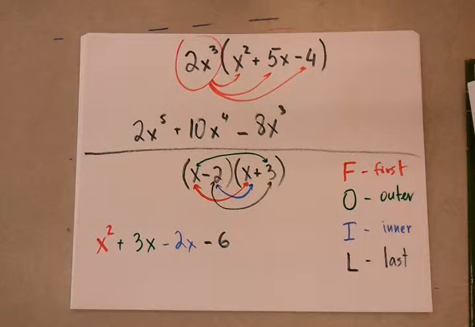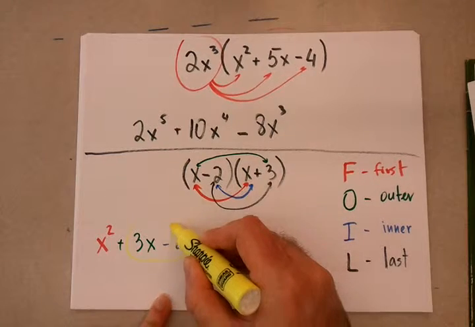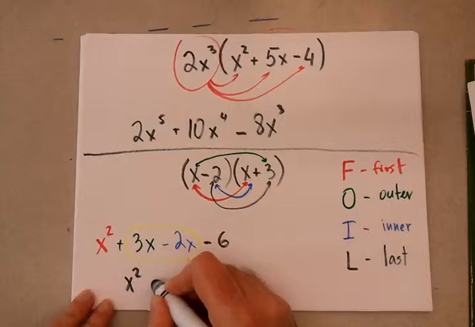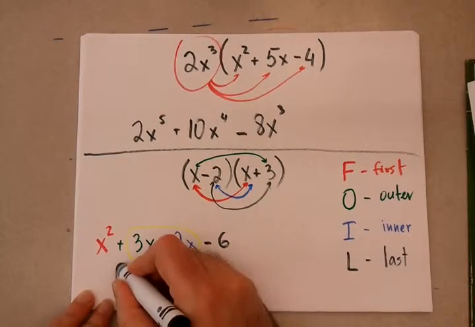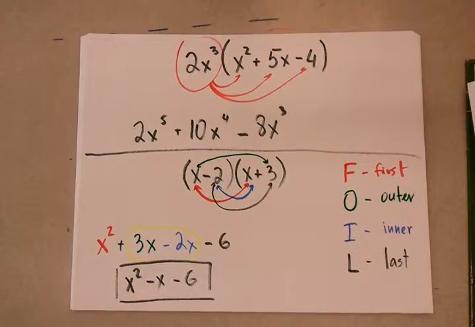And here we have something that's not fully simplified. Specifically, we have two first-degree monomials right over here that you can simplify out. They're both first degree. It's 3x minus 2x. So the final answer will be x squared plus x minus 6. So that was the FOIL method.